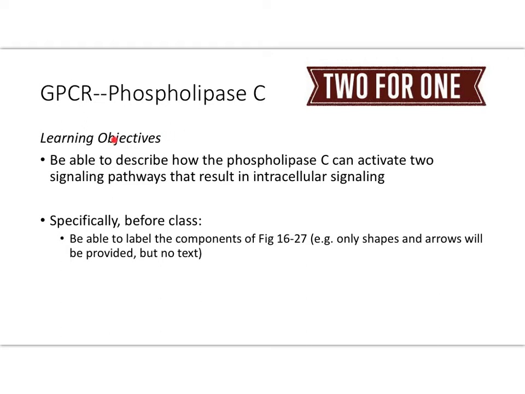Also, I wanted to break down this learning outcome a bit more, so before class, what I'd like you to be able to do is label the components of figure 16-27. Basically, I'll provide you with a figure that only has shapes and arrows, and then you'll have to label what the different components are, but there'll be no text on it.